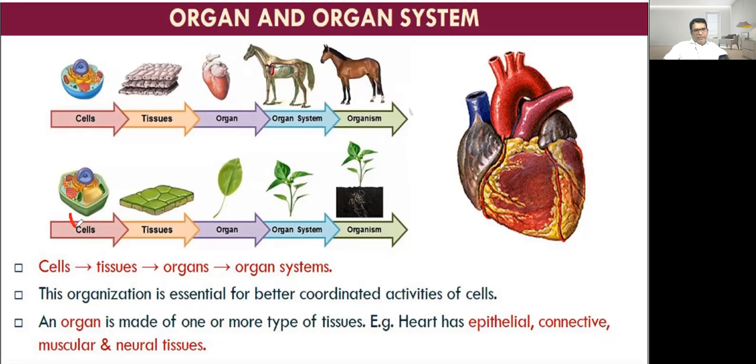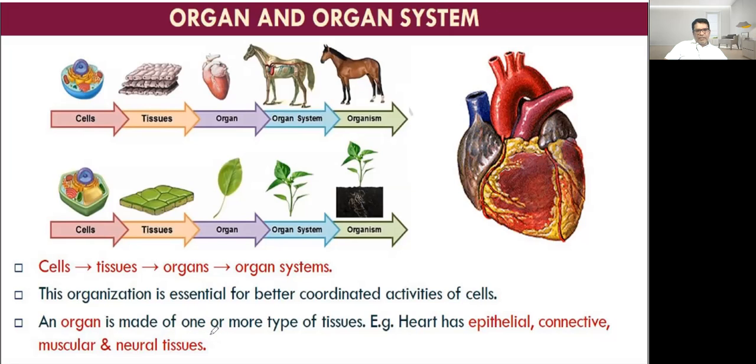Here also in plants, cells will work together to form tissues, tissues will work together and become organs, and organs will work together and become organ systems, and ultimately an organ system means an organism. So cell, tissue, organ, and organ system is the sequence of development. The organization is essential for better coordinated activities of the cell.